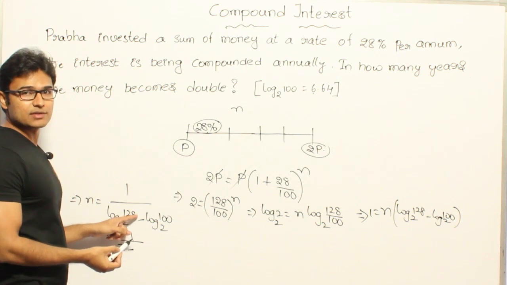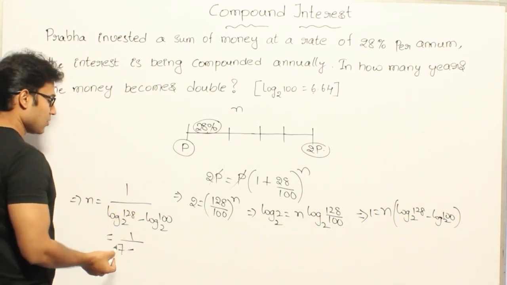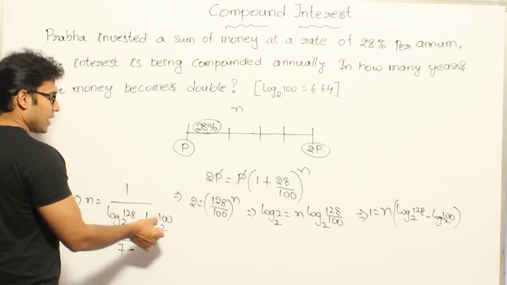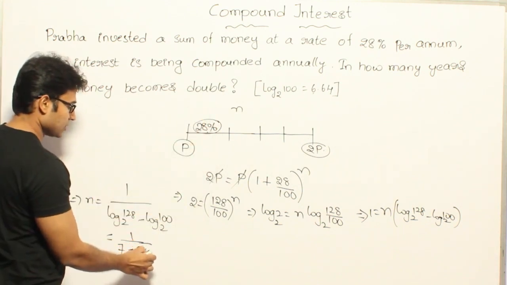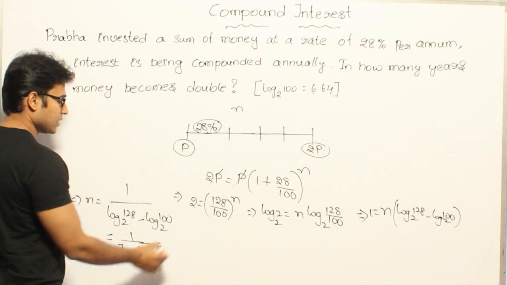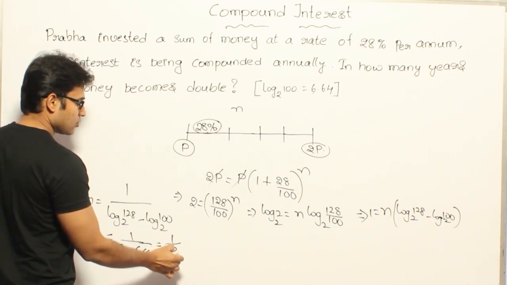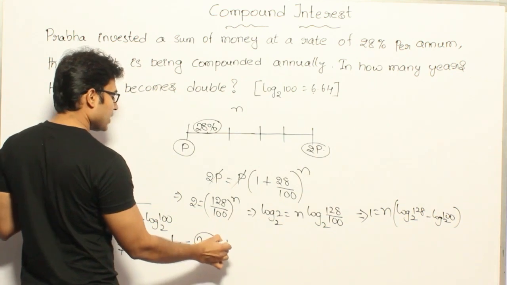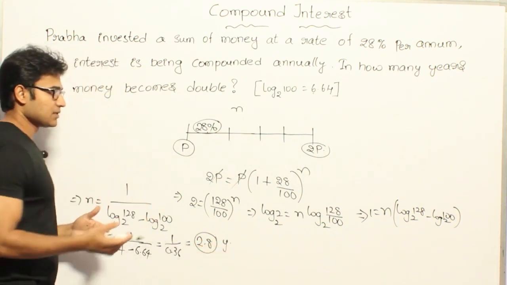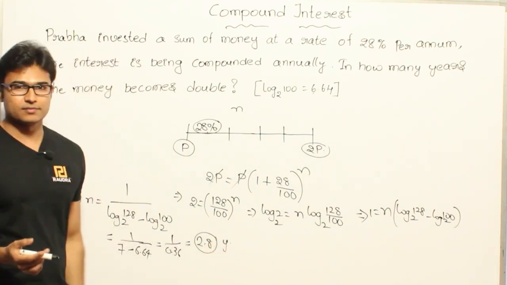So why is log 128 base 2 equal to 7? Because 2 power 7 is 128. That is how I got it. And what is the value of log 100 base 2? It is already given as 6.64, so I am directly substituting it. Now what do I get? 1 by 0.36, which is 2.8. Therefore it takes 2.8 years for the amount to get double.